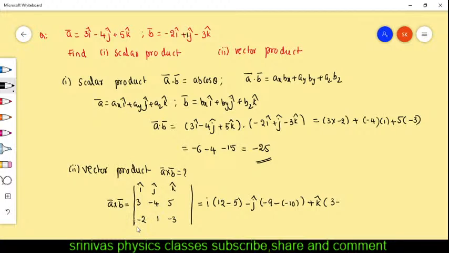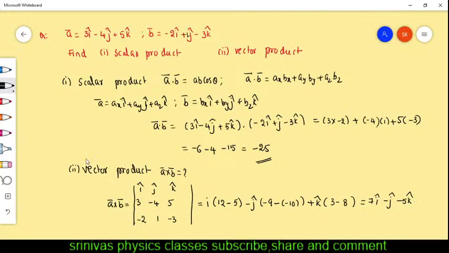Then diagonally these two we should multiply: -2 into -4. You see, -2 into -4, right? And you will get plus 8. Then you simplify it. 12 minus 5 is 7i. -9 plus 10 is 1, so 1 into minus j cap. And plus 3 minus 8 is minus 5k cap.